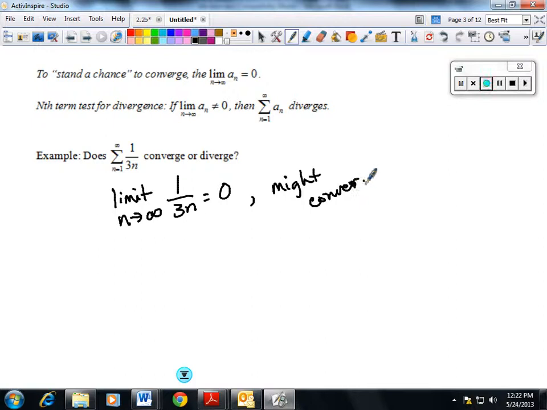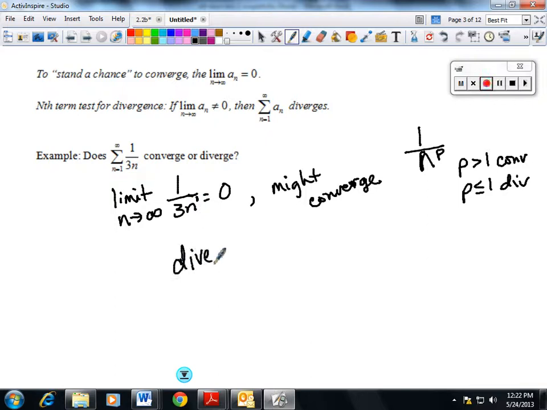What we find out a little bit later when we do the p-test is that there's a rule that says if you have 1/n to the p, if p is greater than 1, it converges, and if p is less than or equal to 1, it diverges. So because this is like 1/3n to the 1, this would actually diverge.